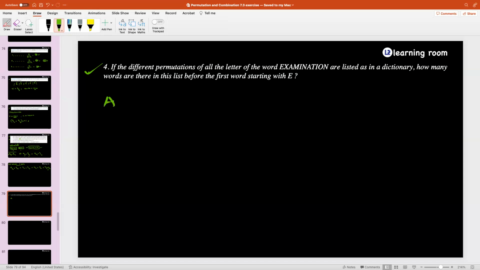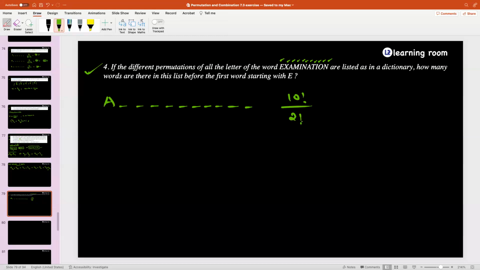So the first set will start with A. How many letters does this have? 1, 2, 3, 4, 5, 6, 7, 8, 9, 10, 11. So we have 11 blank spaces. The word starts with A and we have 10 blank spaces. In those 10 blank spaces, you can do the permutations as 10 factorial divided by, which letter is repeating itself? 2 factorial. That's it, no? So 10 factorial divided by 2 factorial.